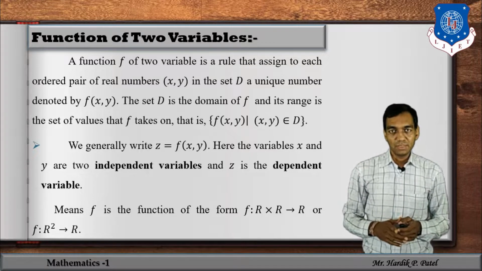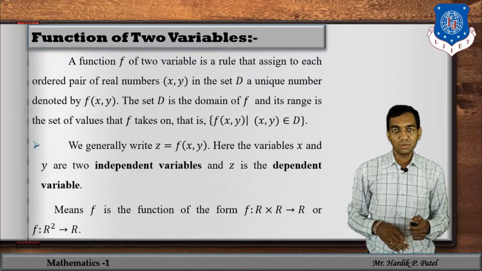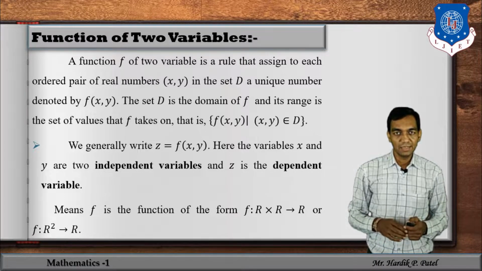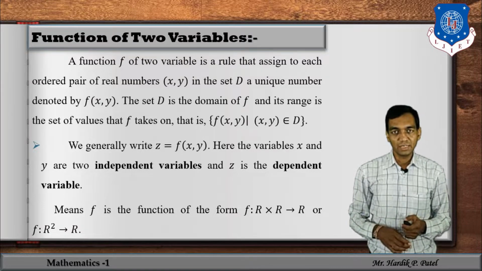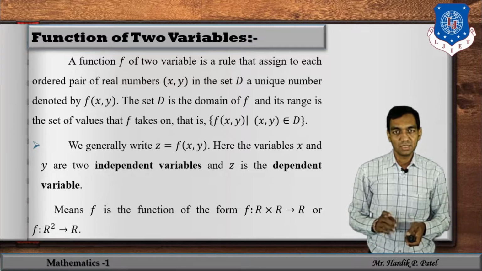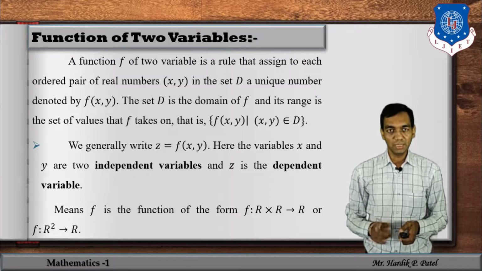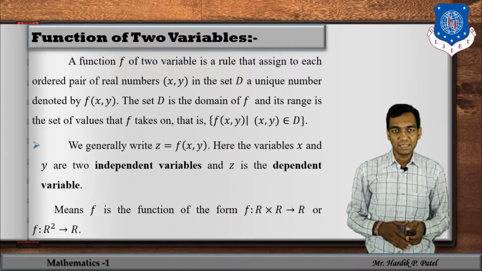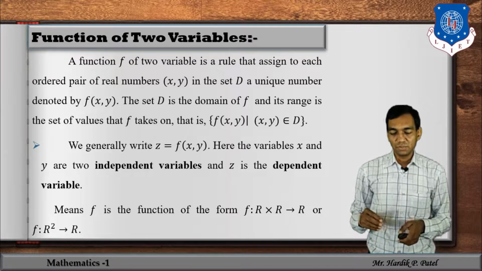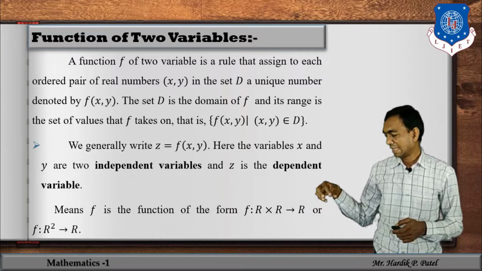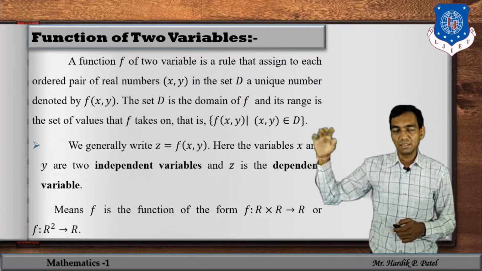Whatever x comma y belongs to the domain D is called the domain of the function f, and the set of values of f at the points x comma y is called the range. We generally write it as z is equal to f of x comma y. That means if you put different values of x and y in the xy plane, you will get different values of z in the third dimension.